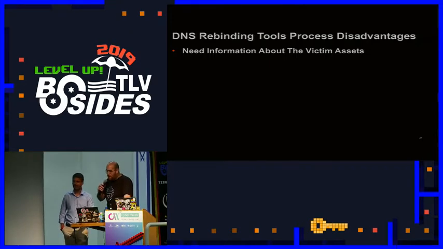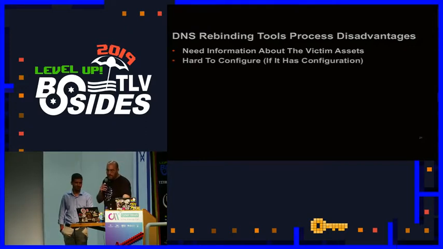So we need the information about the victim assets. It's hard to get. We need to configure the application, the DNS rebinding tool, but it's hard or it's not available. There's no configuration you can configure.